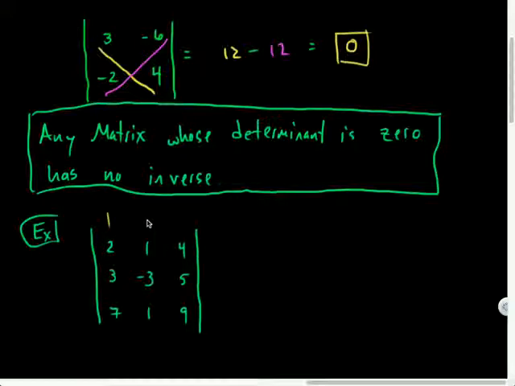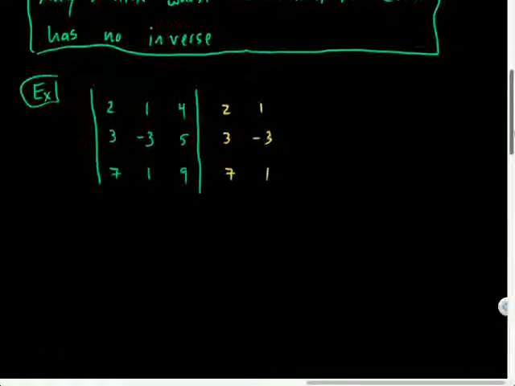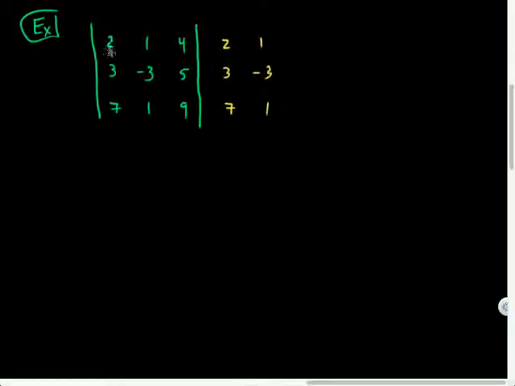So for 3 by 3, what I'm going to do is take my first 2 columns and rewrite them just on the side with the same spacing that my other columns had. So it's not part of the matrix. I'm just using this for the sake of work. All right, so I rewrite those 2 columns. All right, and now I'm going to find the product of all of my downward diagonals.